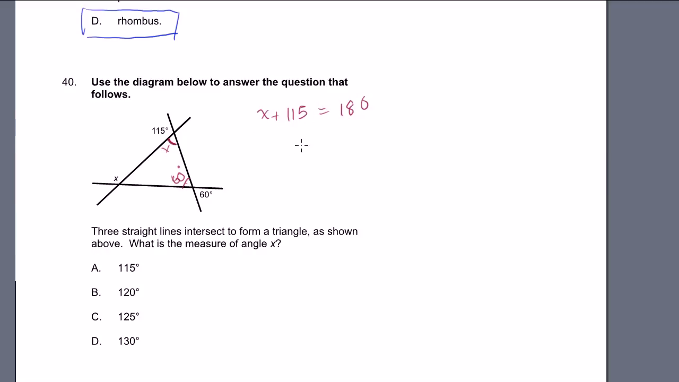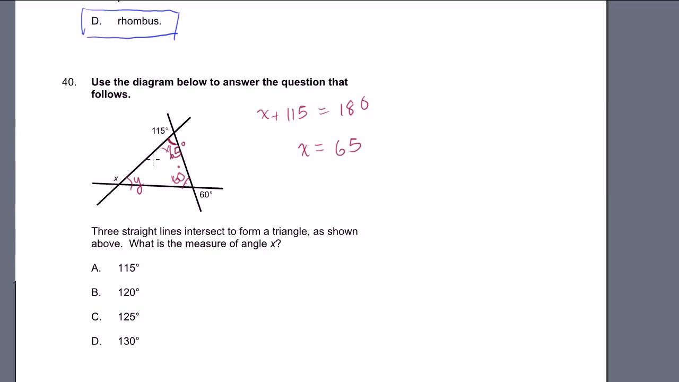Subtract 115 from both sides. x is equal to 180 minus 115, is what? 80 minus 10 is 70. 70 minus 5 is 65. So this angle right here is 65 degrees. And this angle, let's call that y. y plus 65 plus 60.